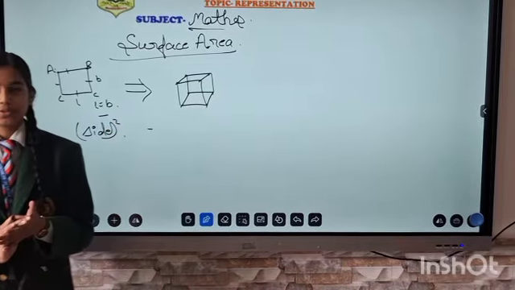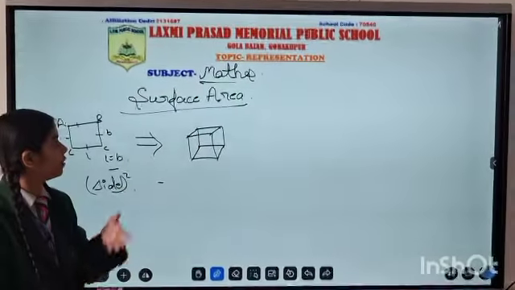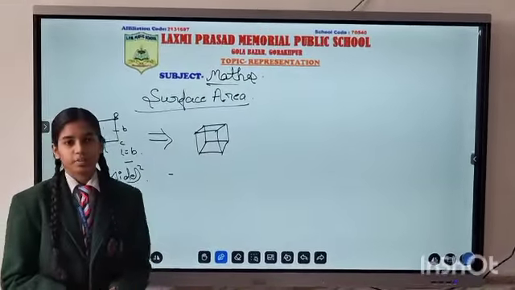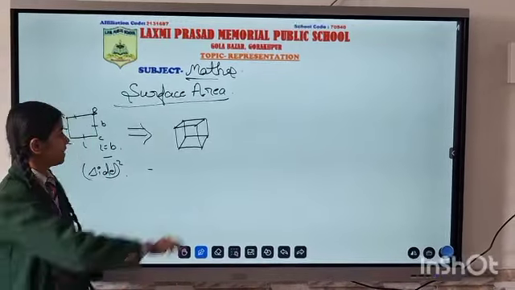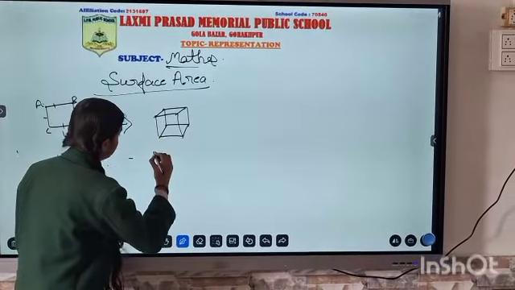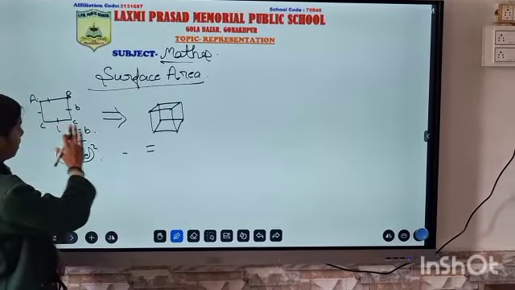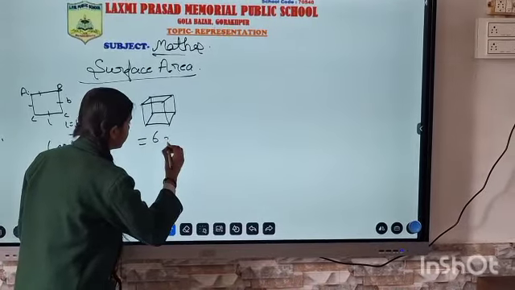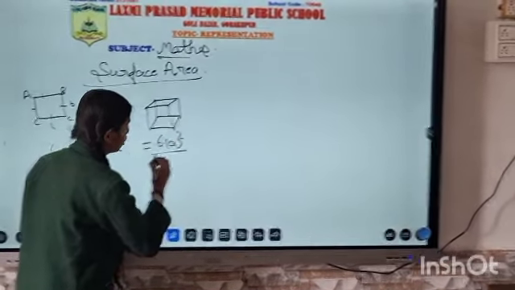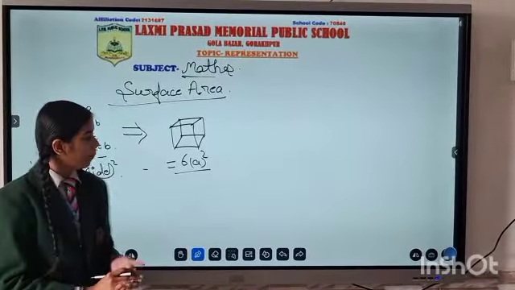But sometimes some students think that it is complicated to find the surface area of a cube. But we can simply find it, since it has 6 faces. So just multiply the area of a square by 6. That is 6a square, or you can say 6 times side square.